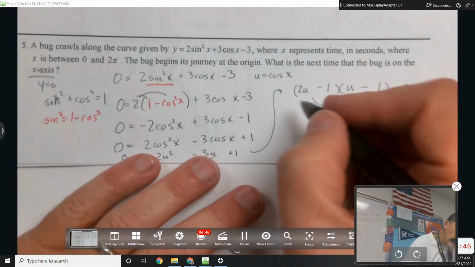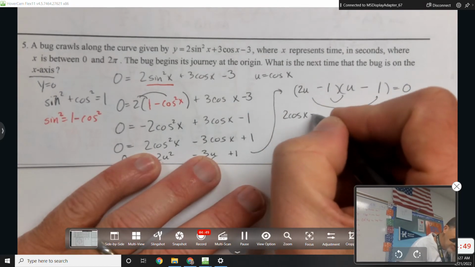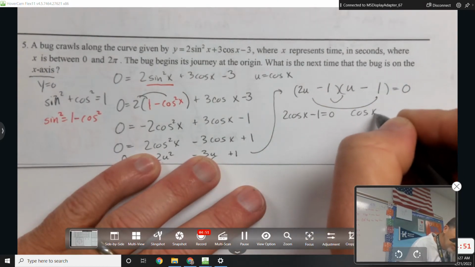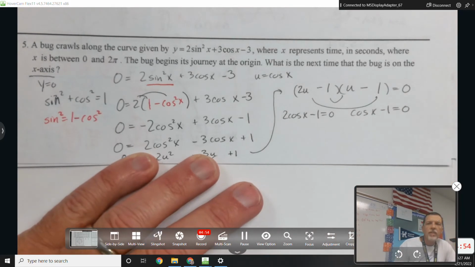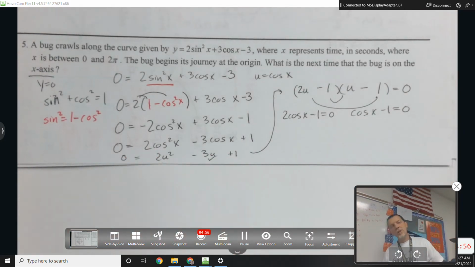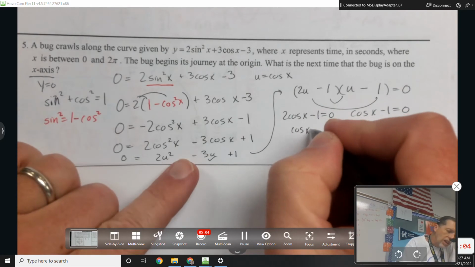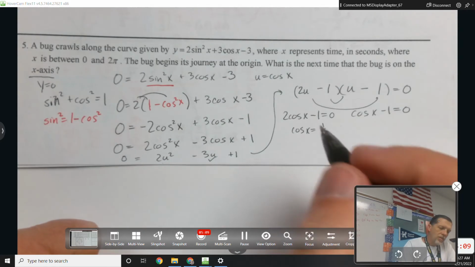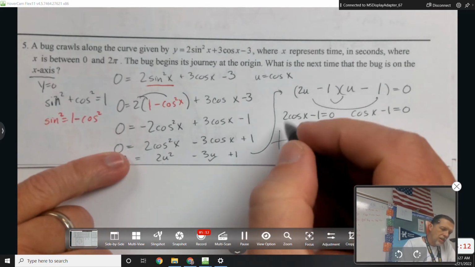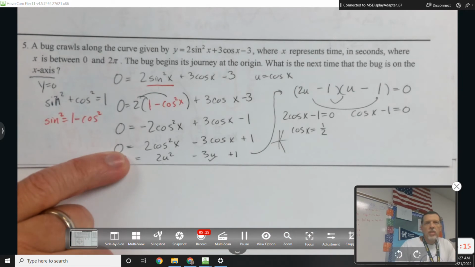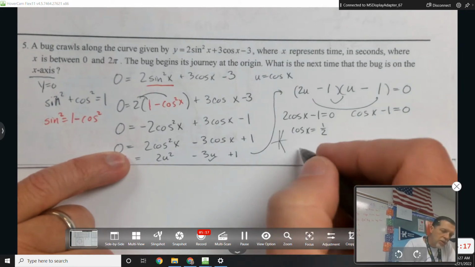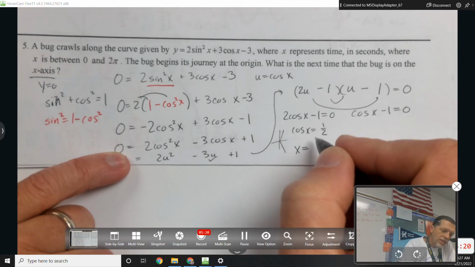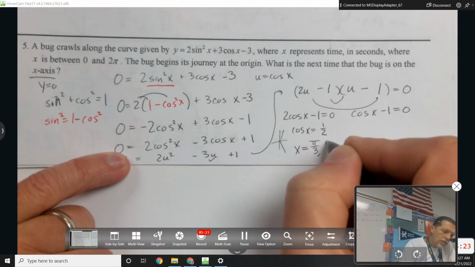Now I'll put the cosines back in there. So 2 cosine x minus 1 equals 0, cosine of x minus 1 equals 0. And now we've done all the hard work. Now we've got two easy, I hope I can call them easy at this point, unit circle type problems. So cosine of x equals 1/2. Perhaps a day will come when I don't need to draw the picture, but that day has not arrived yet. Pi over 3 and 5 pi over 3.